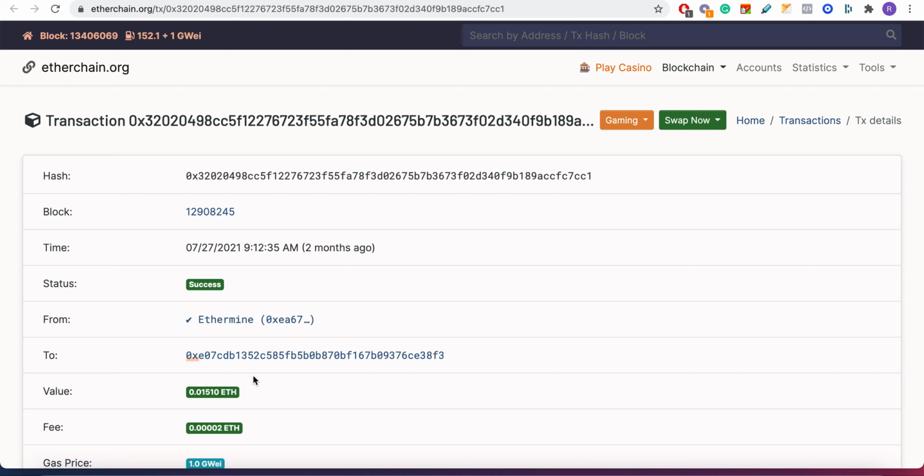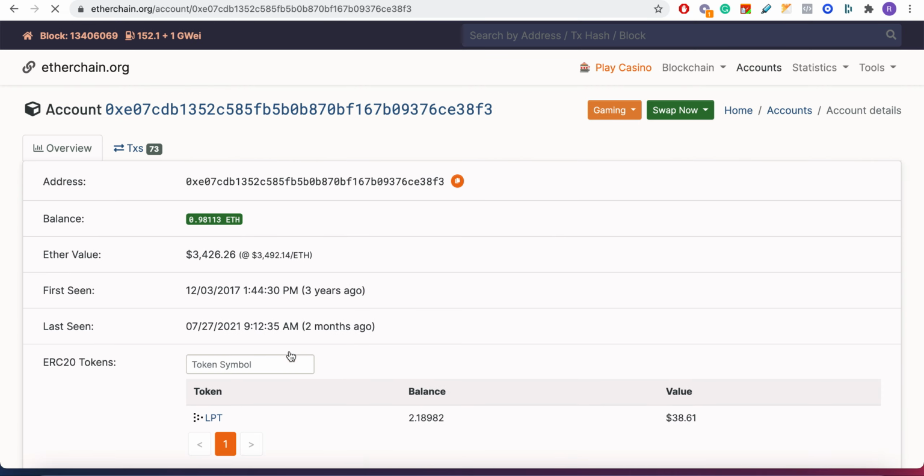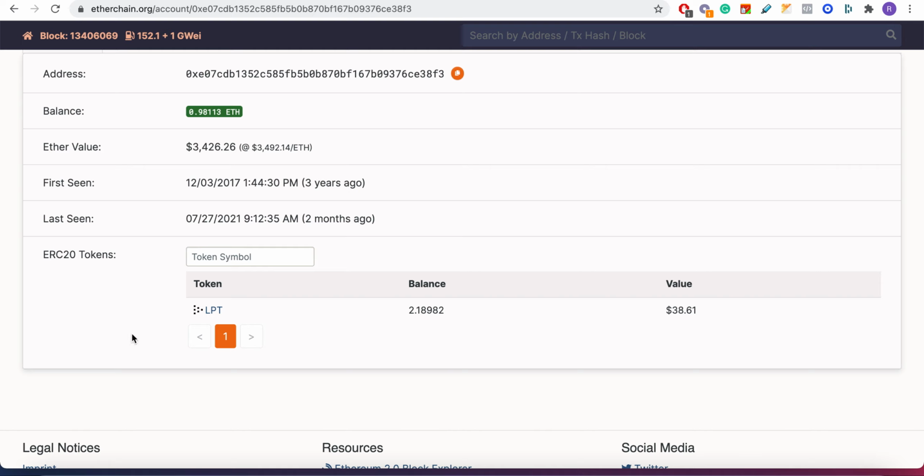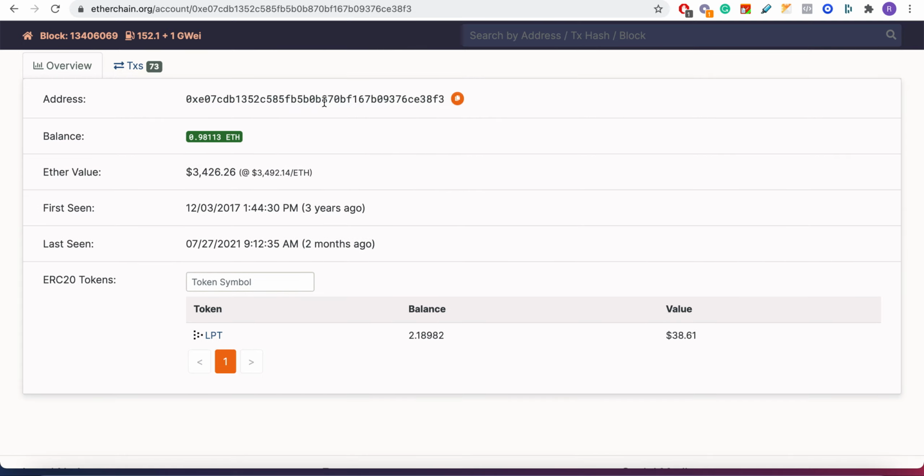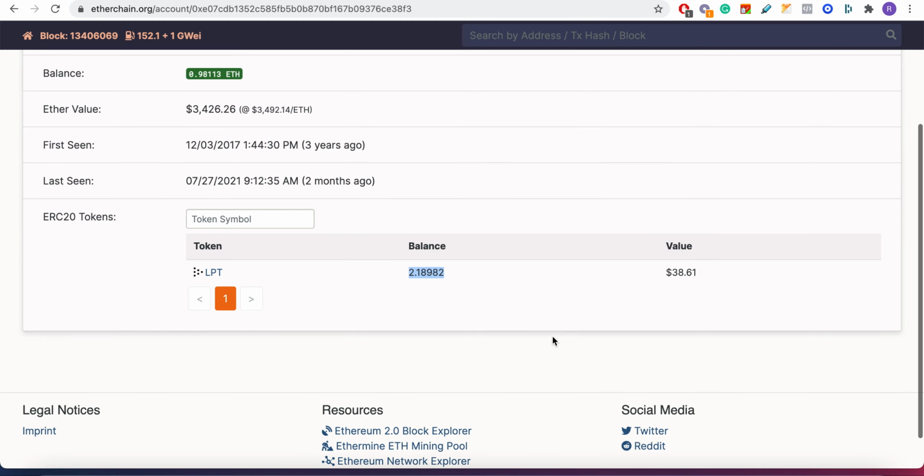If I go here, this is my address, and if you look at it, my address has this coin, which is LPT. I never bought this coin, so this was probably airdropped. I don't know when, but basically I got LPT airdropped to my Ethereum address. I have access to my private key, so I can actually access this token and transfer it, whatever I want. The price is 38, so that's $38 in free money. I'm not going to complain.